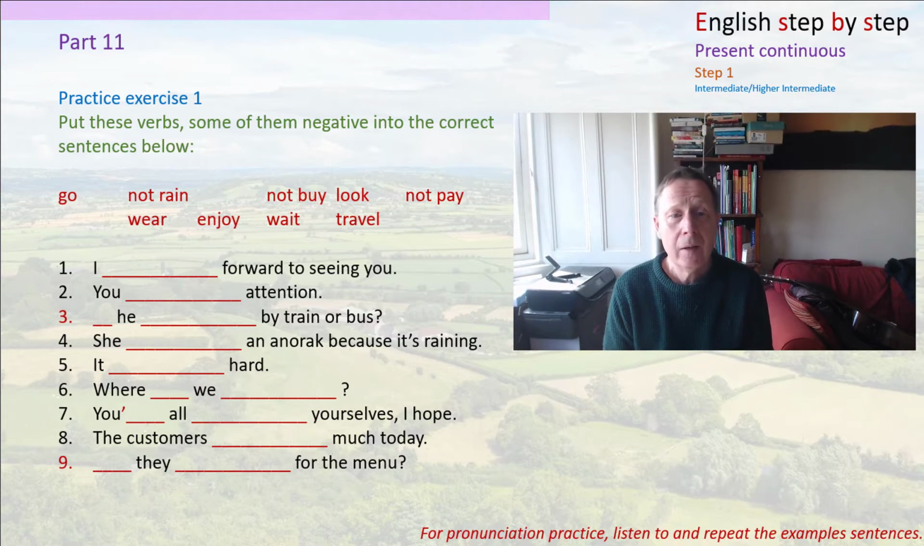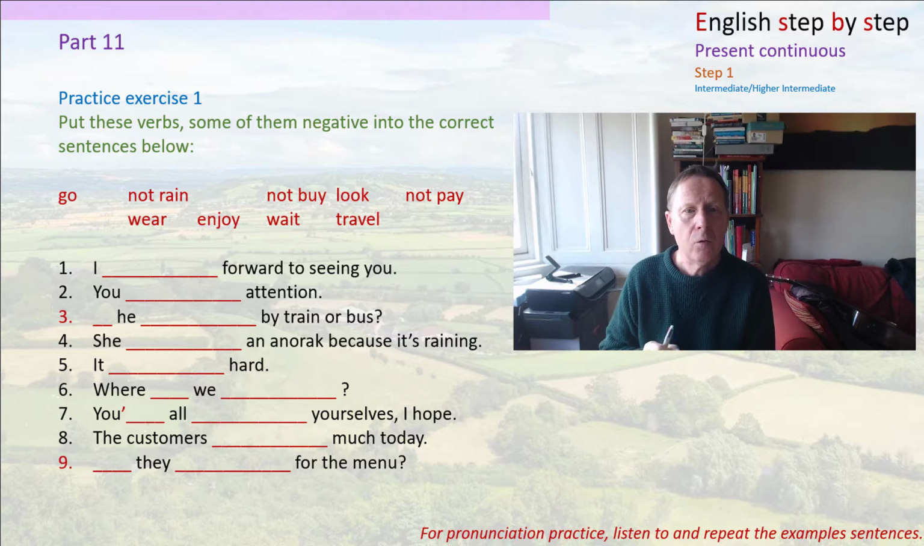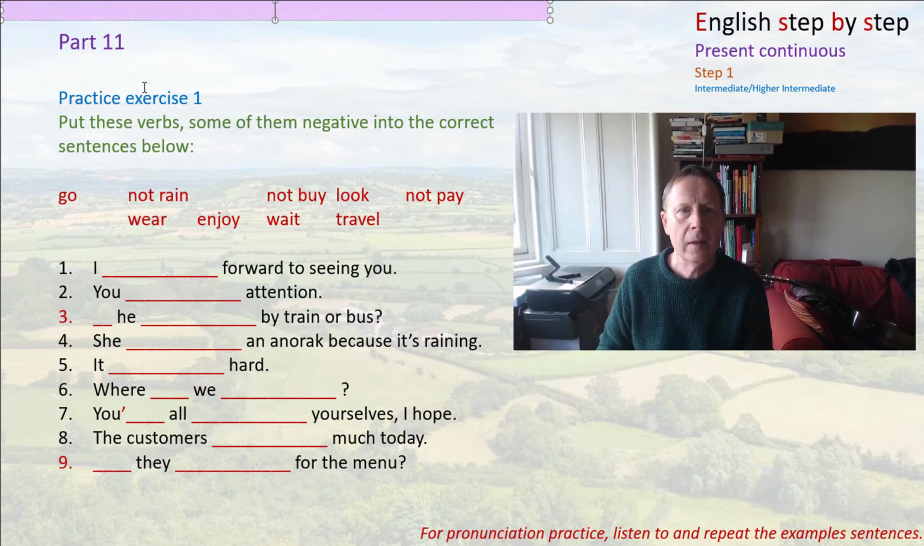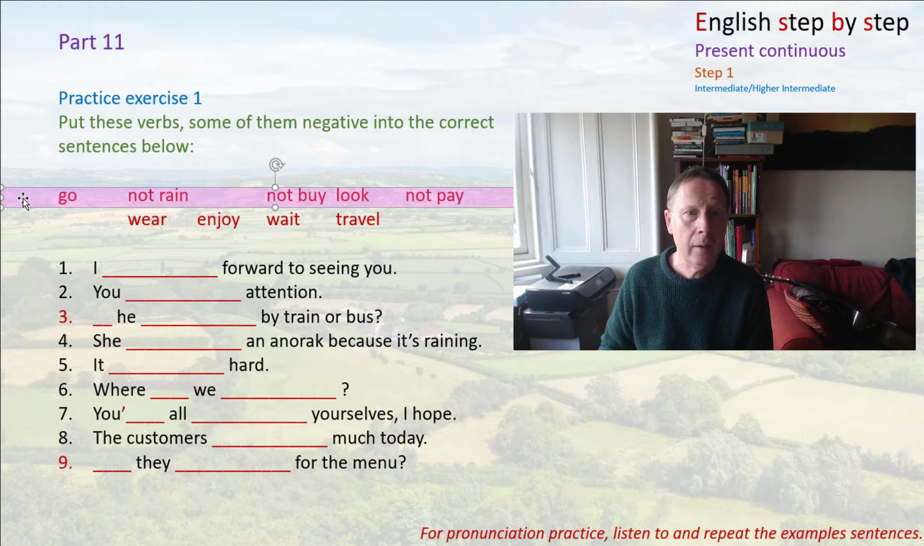So I have here 9 sentences and I would like you to find a piece of paper and use a pen and write down the verbs that are missing. Now all of the verbs are in the present continuous tense, but you have to choose the verb. For example, the first one there is go, and that would either be is going, are going.